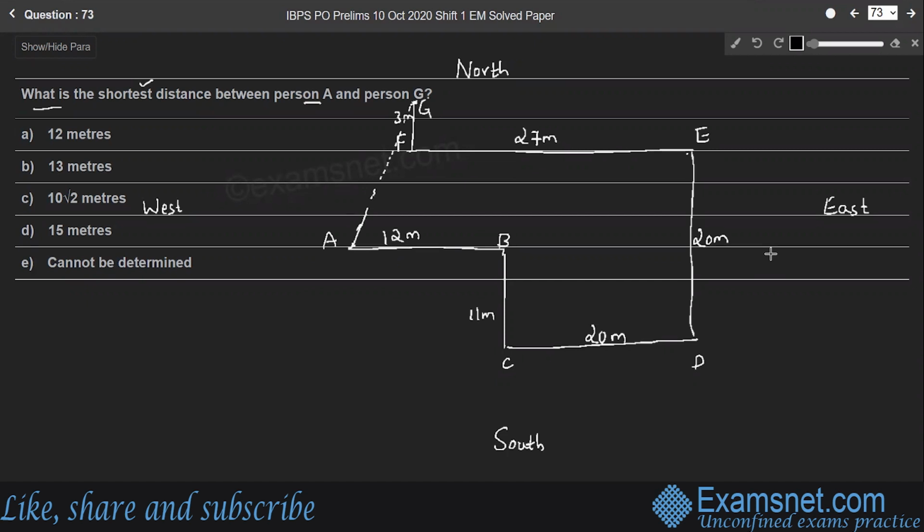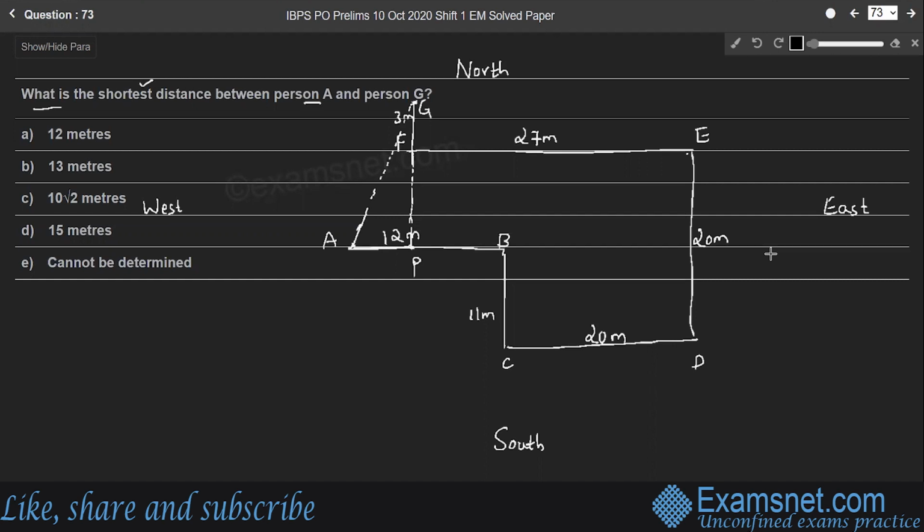For that, we have to extend this line GF up to the line AB, right? So we have got a right angle triangle. Consider this point as P. Now find the value of AP distance and GP distance, and you will get distance AG. Using the Pythagoras theorem, we are calculating the distance between A and G here.